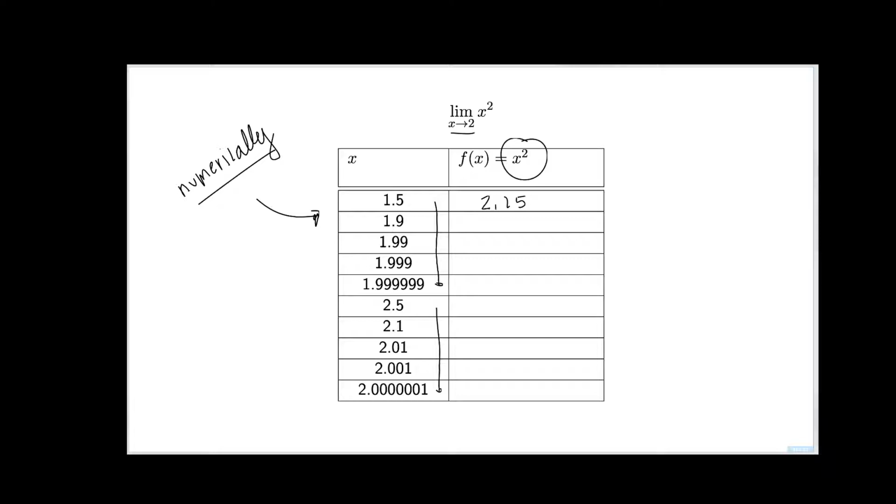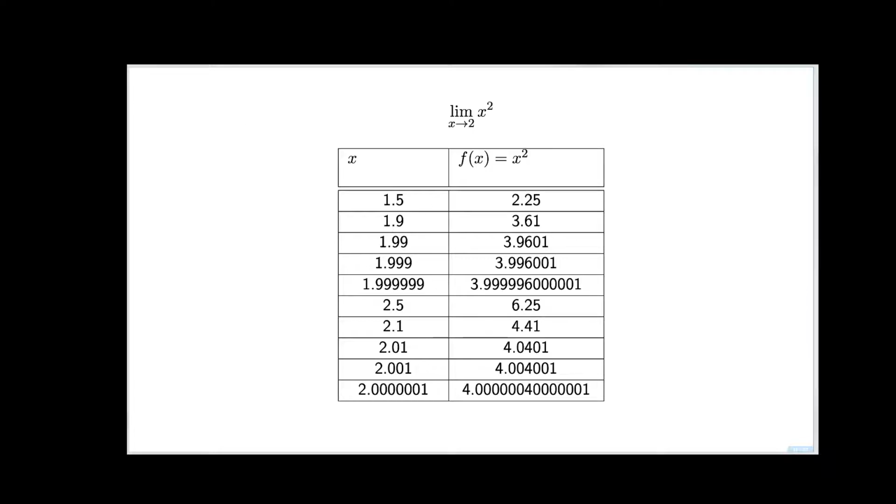So we get the values of x squared for these values of x. Here are the numbers we're getting. And what we see is that, at least numerically, we have numerical evidence to suggest that as x is getting closer to 2, the value of the function x squared is getting closer to 4. So from this numerical table of values, as x gets closer to 2, it looks like x squared is getting closer to 4.